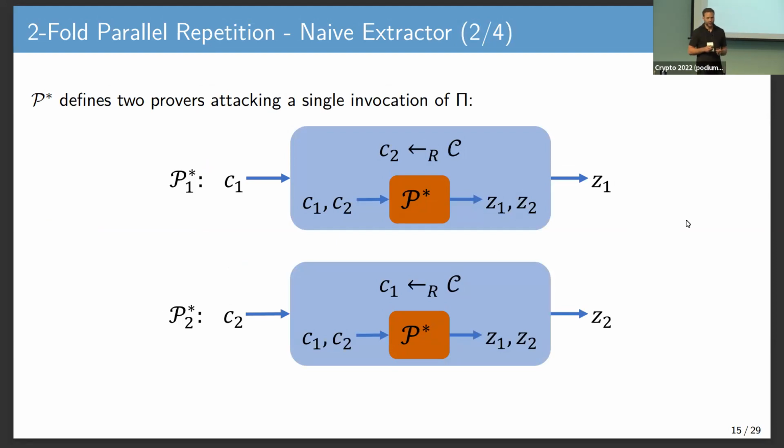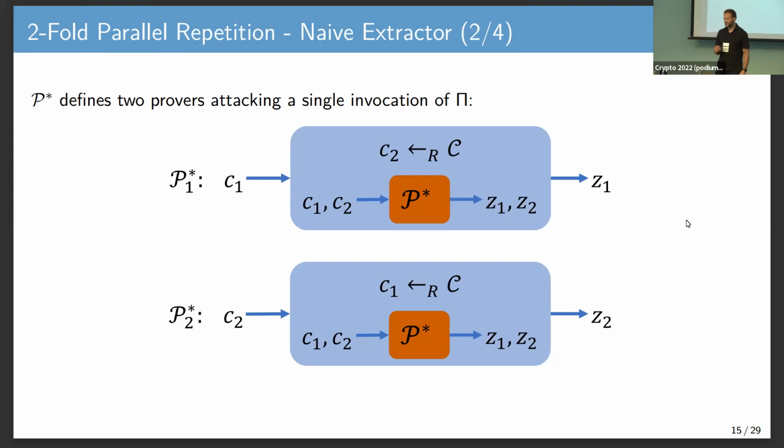If you have such a prover P star, then it is quite easy to construct 2 different provers, P1 star and P2 star, that instead of attacking the 2-fold parallel repetition of this interactive proof, they only attack 1 invocation of pi. So P1 star, for example, takes as input 1 challenge. It samples the second challenge uniformly at random. Then it runs this prover P star that attacks the parallel repetition, and it basically ignores the second output of this prover P star. So now P1 star is a prover attacking a single invocation of our original protocol pi. And we can do the same thing for P2 star.